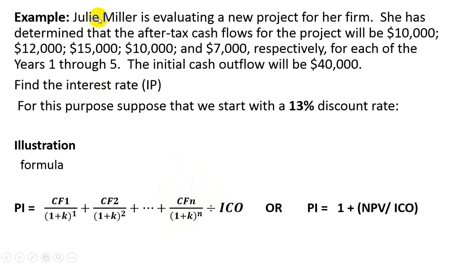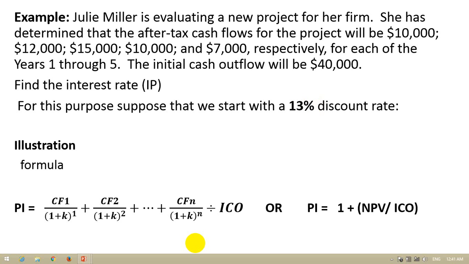As in the previous example, the cash flows are given for the first year up to the fifth year, the investment made is 40,000 rupees, and the discount rate is 13%. So let's find out the PI of the project. We would be using this formula because the cash flows are given as a series of years, from year 1 up to year 5, with respect to the discount rate.